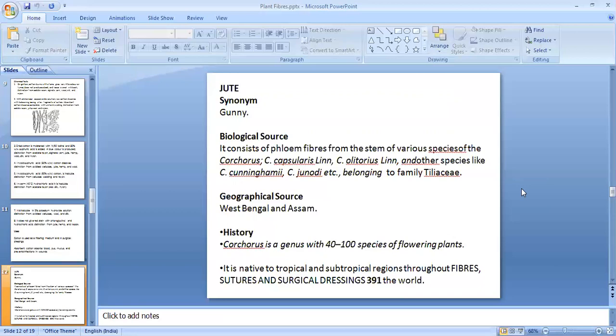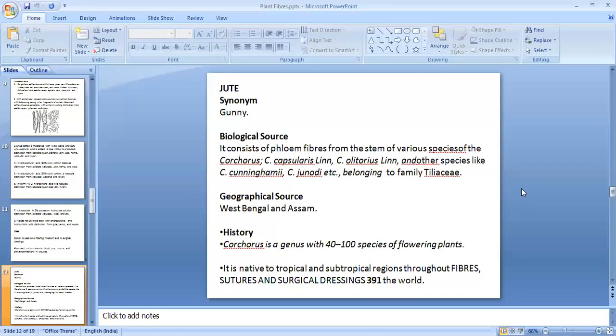And when you just see the synonym, it is otherwise called gunny, and the biological source consists of the phloem fibers from the stems of various species of Corchorus. That is Corchorus capsularis, Corchorus olitorius, and other species of Corchorus like Corchorus cunninghamii, all belonging to the family Tiliaceae. The geographical source is mainly India, in India, West Bengal and Assam.